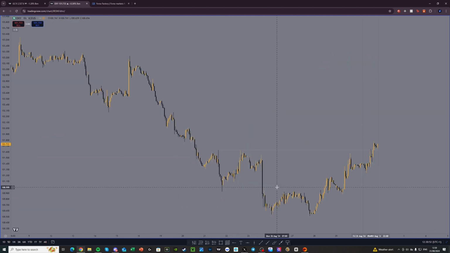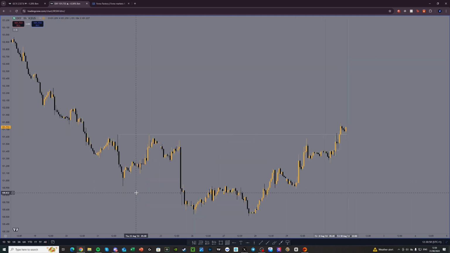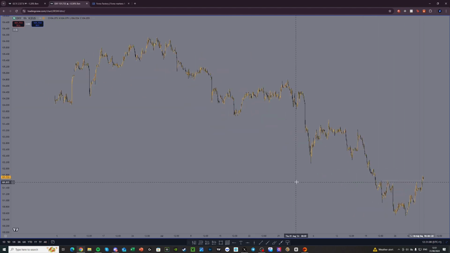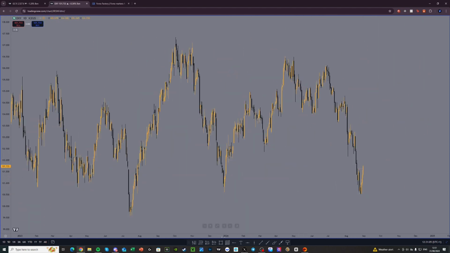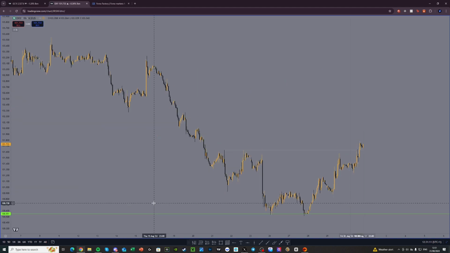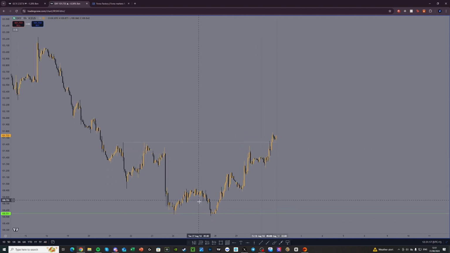So let's zoom out a little bit. So this week started here. We have high time frame sell side liquidity here, which you can see we have touched twice and have moved away from.